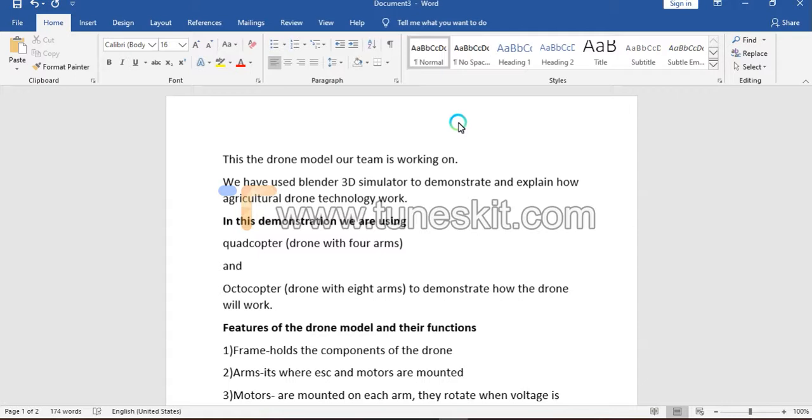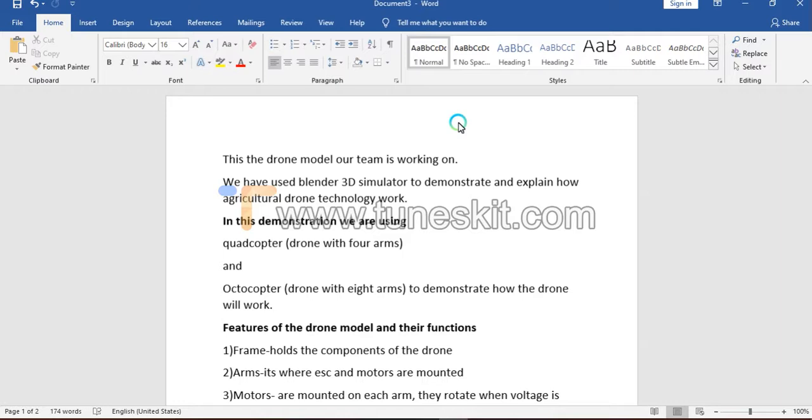This is the drone model our team is working on. We've used the Blender 3D simulator to demonstrate and explain how agricultural drones work. And in this demonstration, we are using a quadcopter, that means a drone with 4 arms, and an octocopter, a drone with 8 arms, to demonstrate how the drone will work.